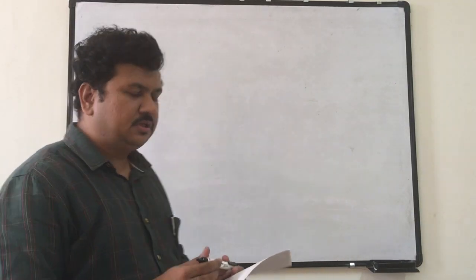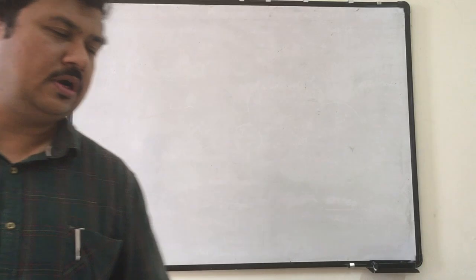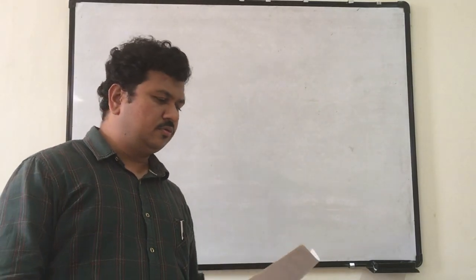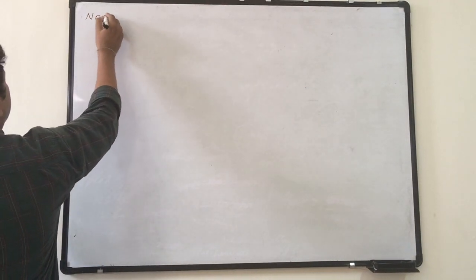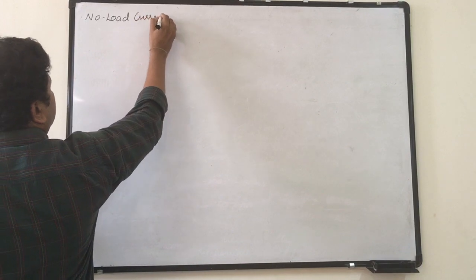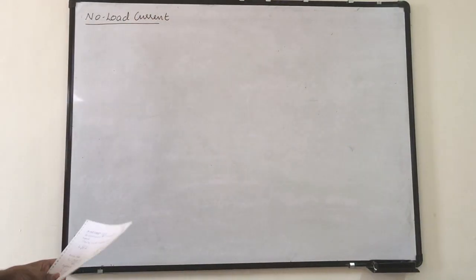So in the last class we have seen the leakage reactance of the transformer. How to get the leakage reactance of the shell type transformer and core type transformer, and if there is a split in the winding layers. So today we will move to the no load current.